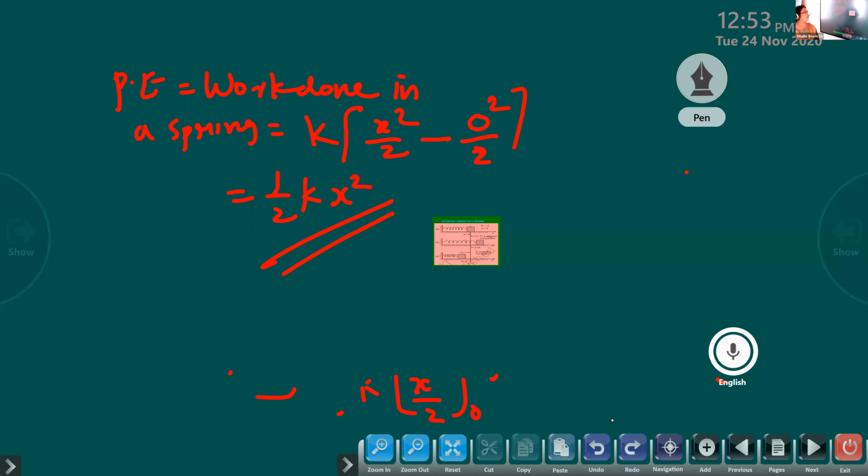So shall we do one problem based on it? Because next is the conservation of potential energy, I may not be able to complete that. So we can do one small problem using this equation, as part of objective type.